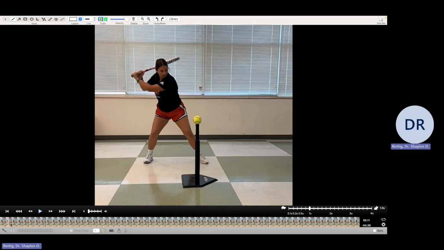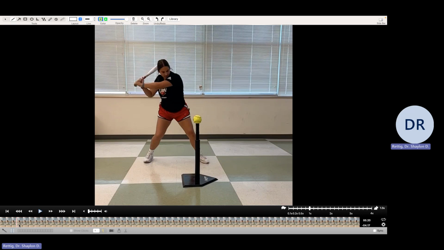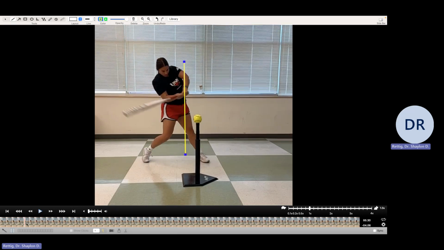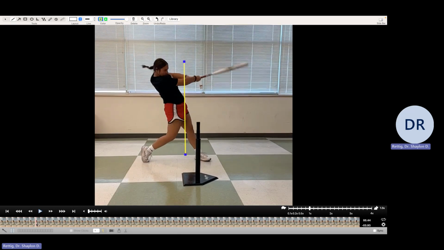Then the other piece is, are you drifting? So we take you to heel plant. I'm going to draw a line kind of up and down here. Just want to make sure you rotate around that line there. Very nice. All right.